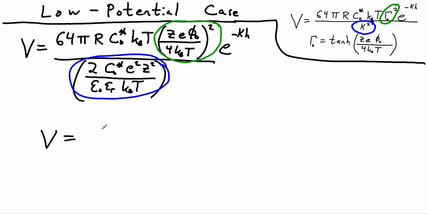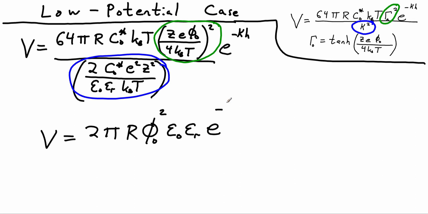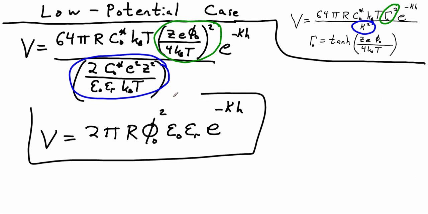So for the low potential case, we just get 2 pi r, the potential squared, the dielectrics, and then an exponential decay with distance h. So this is the expression for the low potential case for repulsion between spheres with charged surfaces. When you do your unit analysis here, you'll see the units come out to be joules, because this is the amount of energy for a single pair of charged particles.